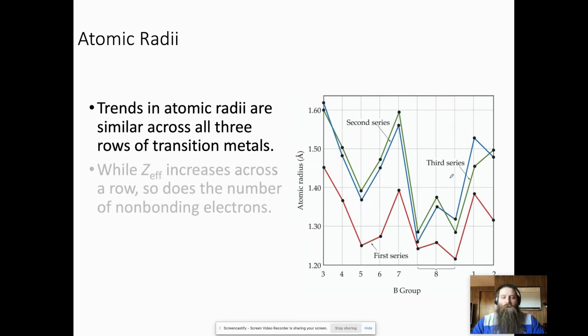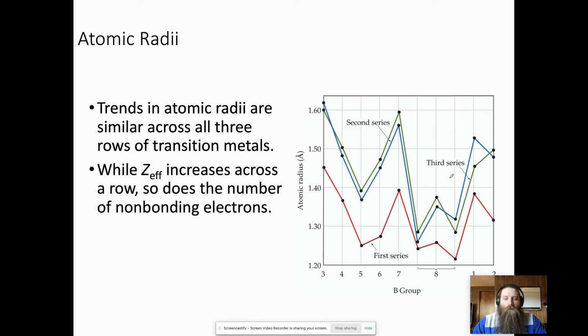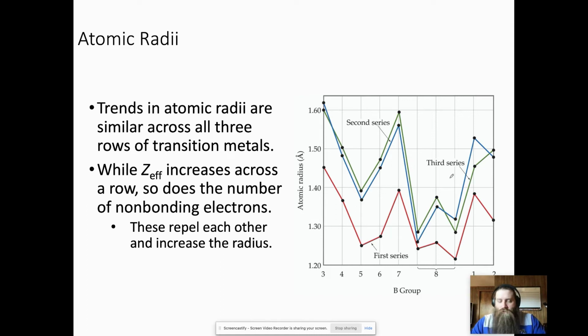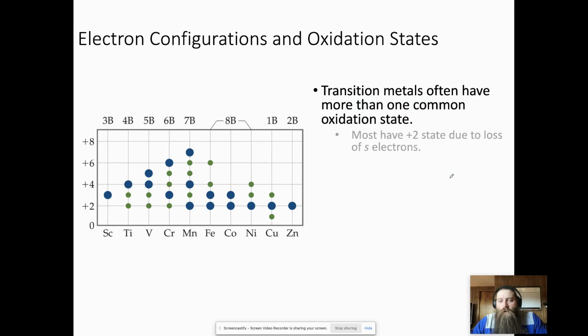And the effective nuclear charge that we see does increase across the row. You also end up with more non-bonding electrons across the row, and they are going to be the thing that pushes the radius to increase. Now, another thing that we know about the transition metals is the fact that they have multiple oxidation states. Now, this is interesting, and if you end up taking higher level chemistry, you'll look at this a little bit closer. But as you look at the D block, we'll just say the 3D block.